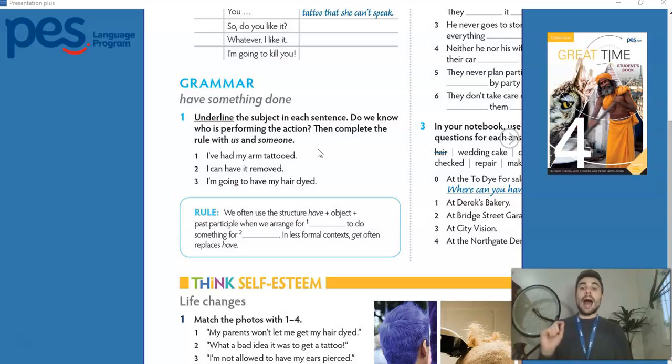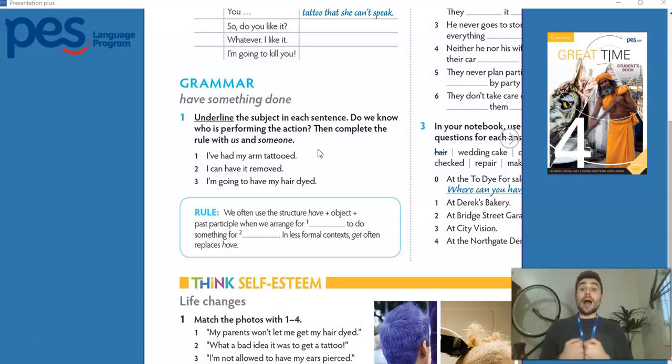Let's check number 2. 2 says, I can have it removed. Then, again, who is the subject? The subject is I. But who is going to remove my tattoo? Probably a professional, not myself. So here again, we can see that the subject, I, is not the person who performs the action. Okay? Let's see number 3.